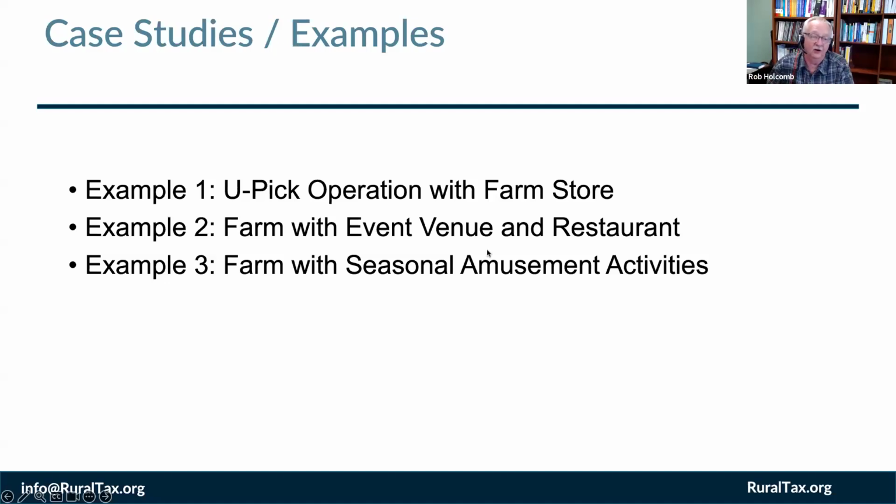But if they have a farm store along with that selling T-shirts, hats, maybe some crafts, maybe some jellies and jams along those lines, that's all going to be Schedule C. The only portion of that that's going to be farm income is the actual sale of those strawberries or whatever fruit they happen to be picking. Example 2: if you have a farm with an event venue and, say, a restaurant, this could perhaps be an apple orchard or a pumpkin patch, and they have an on-site restaurant that may not be real high end. It may be hot dogs and snacks. But the sale of the apples and the pumpkins, that's going to be farm income.